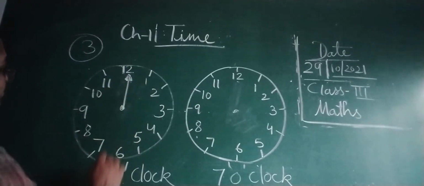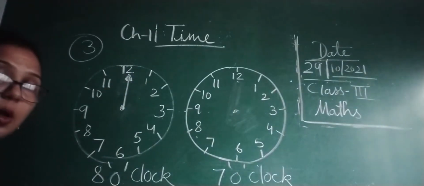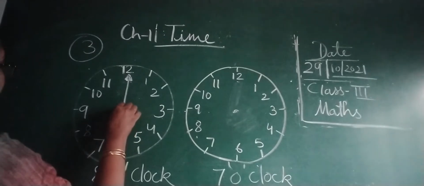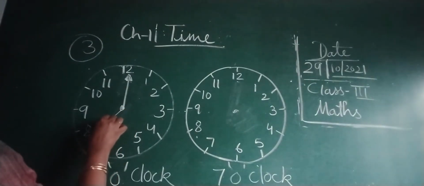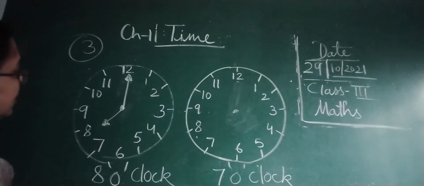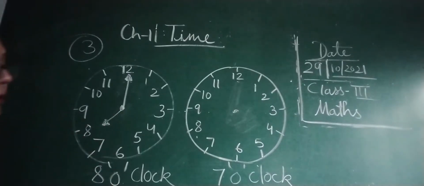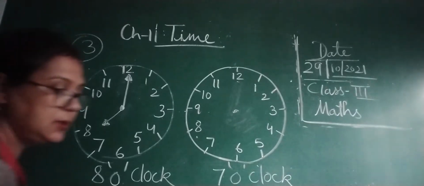Okay, at 12 o'clock, because we have to show 8 o'clock. So what we will do, we are going to draw a shorter hand towards 8 o'clock. So this is 8 o'clock. Okay children, so draw this.